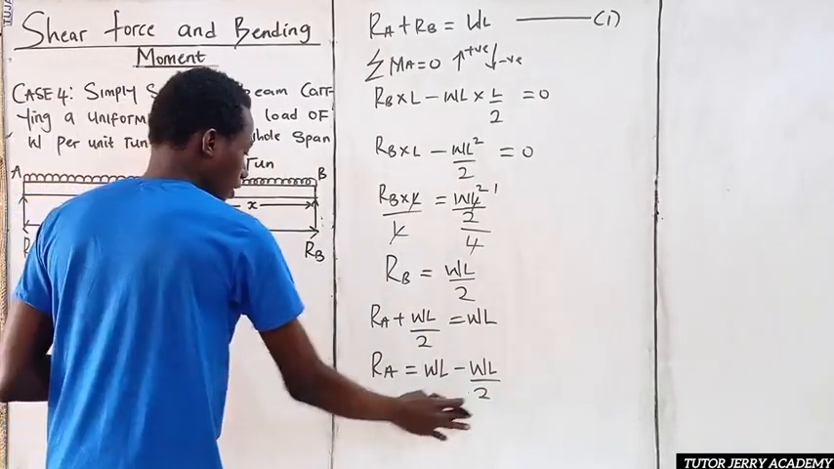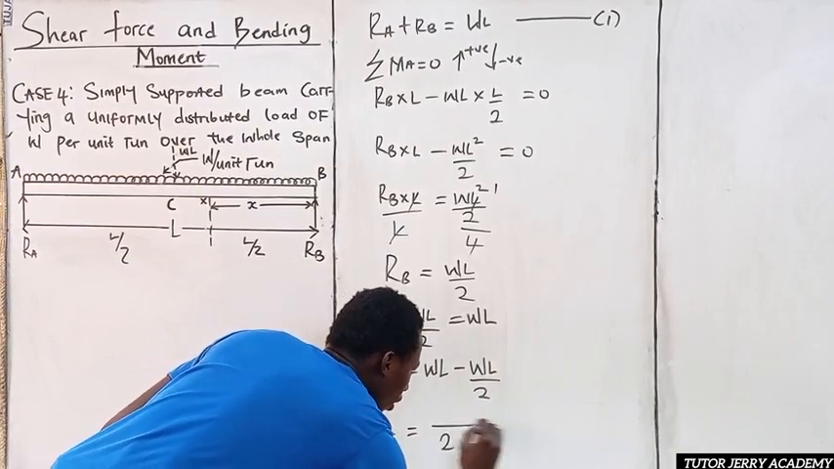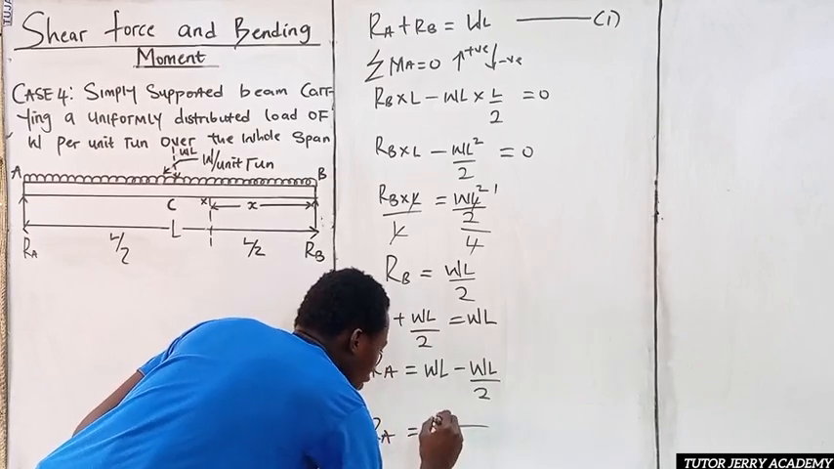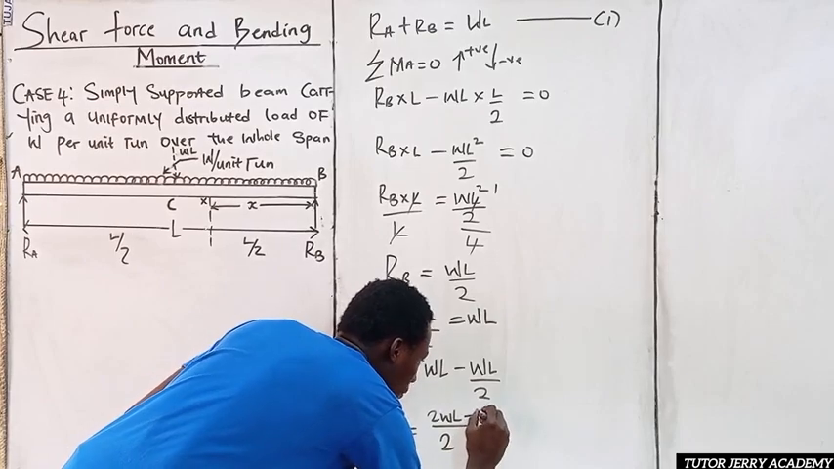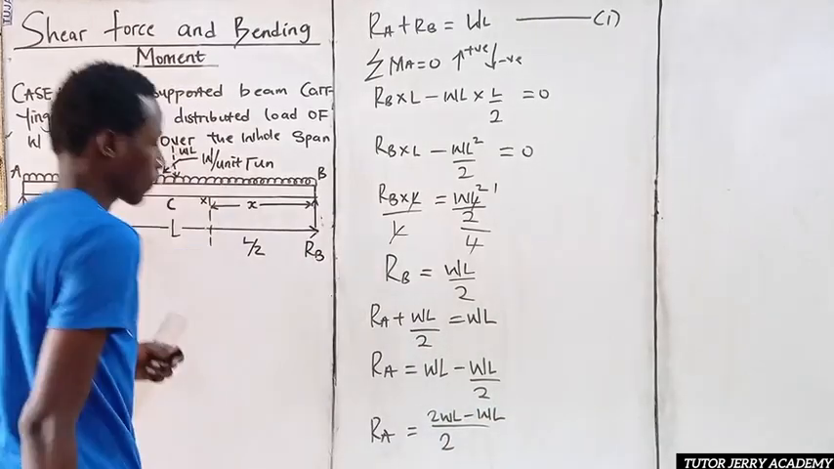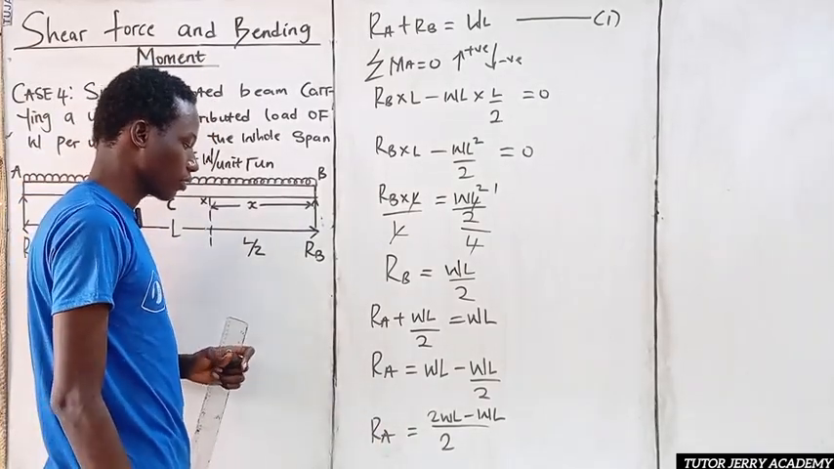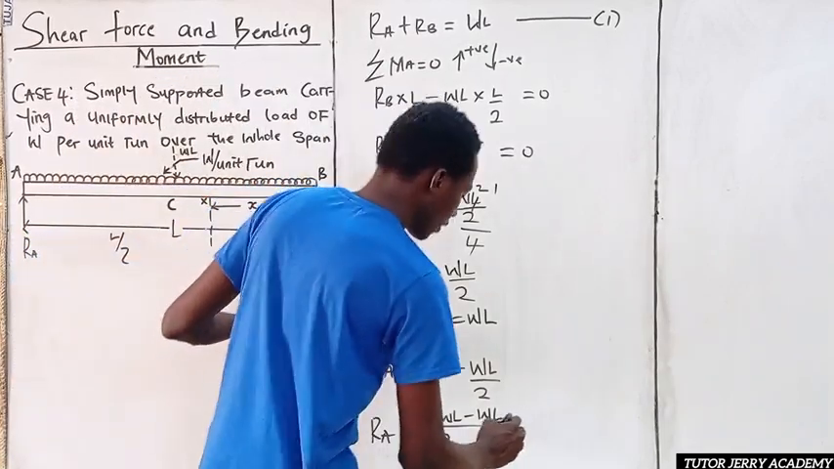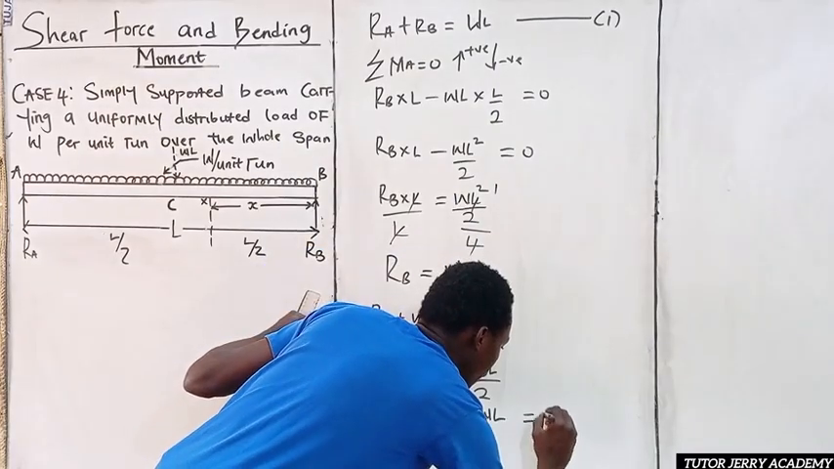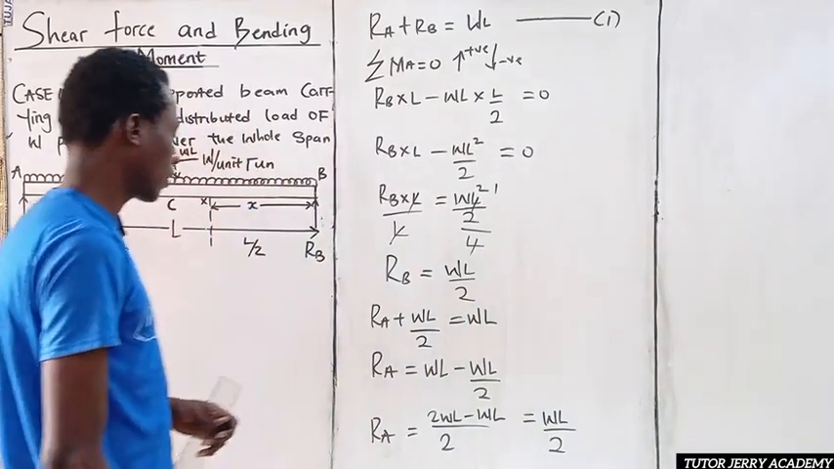So we can take the LCM. If we do that, RA will be equals to 2 all over 2 multiplied by WL is 2WL, minus 2 divided by 2 is 1 multiplied by WL is WL. So this is what we have. So 2WL minus WL is nothing but WL. So we have WL over 2 as our RA. So this is equals to WL over 2, which is our value for RA.